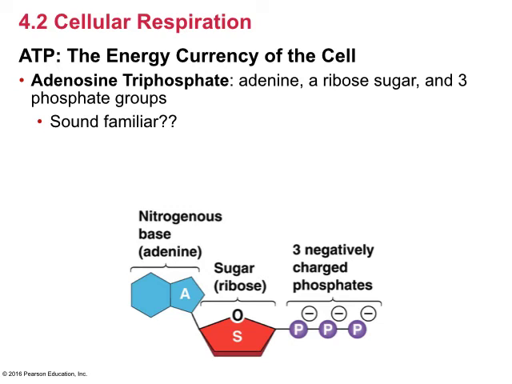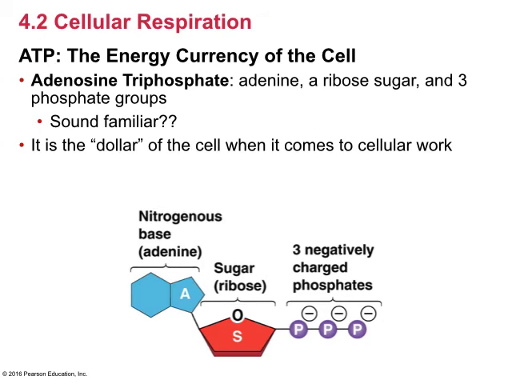In nucleotides, the base can be A, C, T, G, or U. They have a sugar, a ribose, and they have a phosphate group. Now, nucleotides in DNA and RNA only have 1 phosphate. ATP has 3 phosphates, which is why it's adenosine triphosphate. Anyway, ATP is the dollar of the cell when it comes to cellular work. So it's the energy currency of the cell.